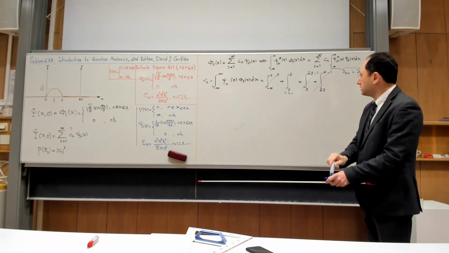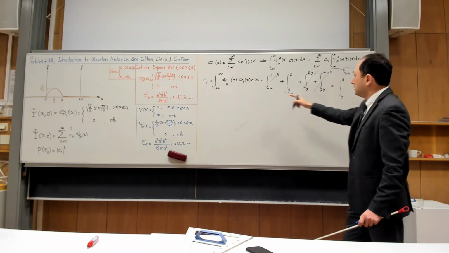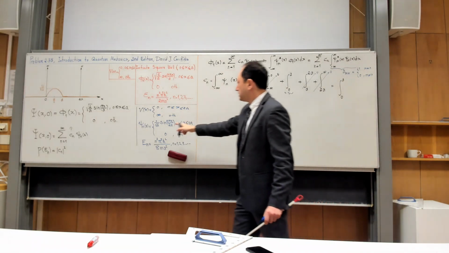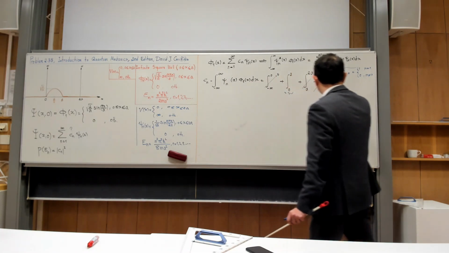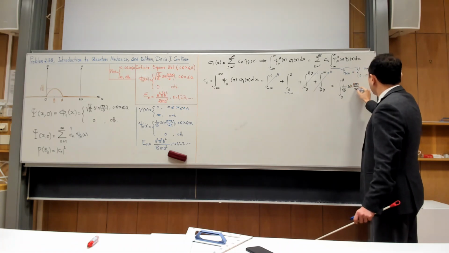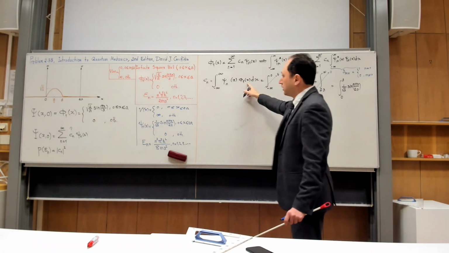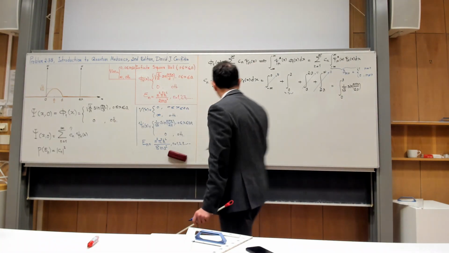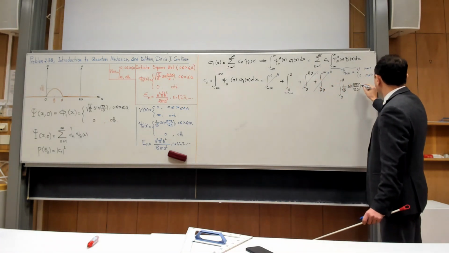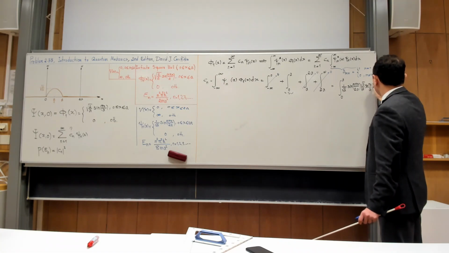So let me write it down for you. This becomes integral from 0 to a, psi n x. What is psi n x? It is this one, 1 over square root of a sine n pi x over 2a, multiplied by phi 1. Phi 1 is this one, so the square root of 2 over a sine pi x over a dx.